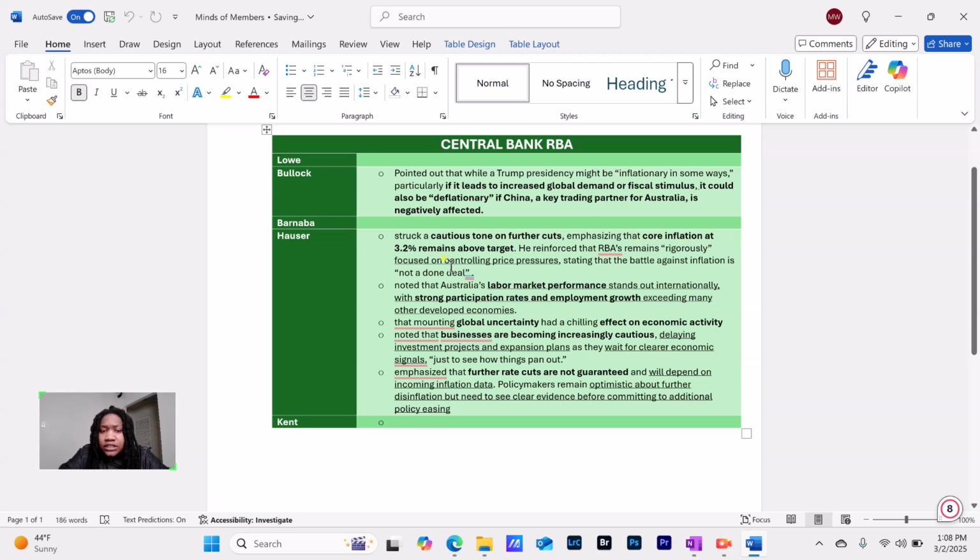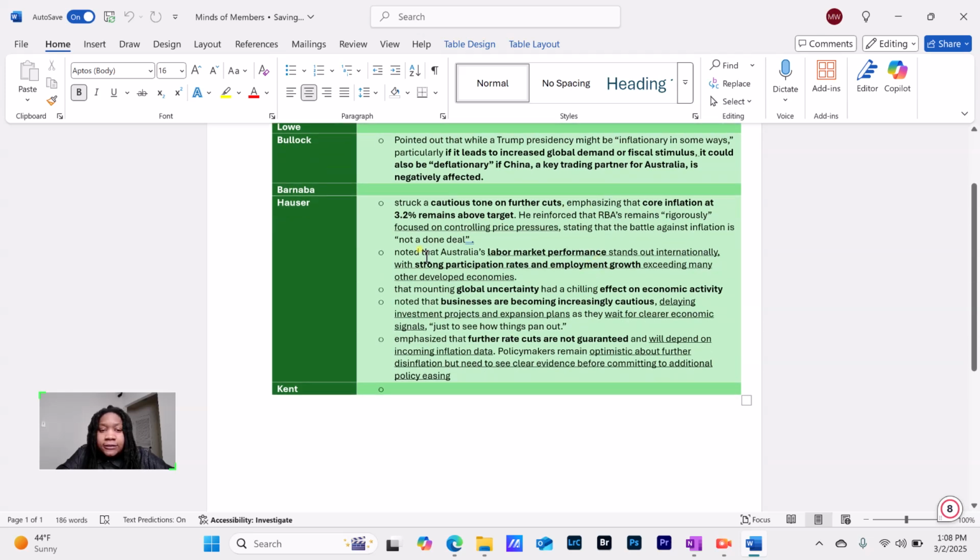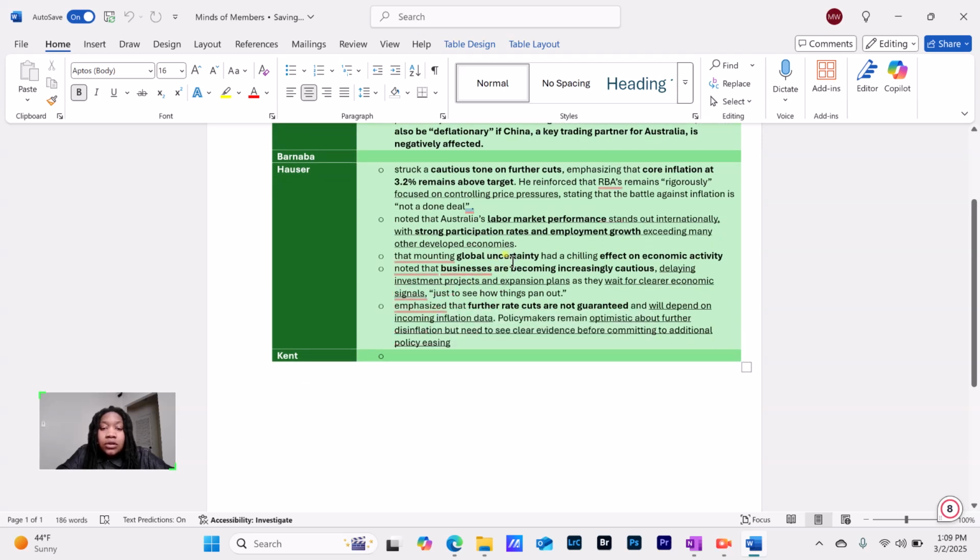Now, Hauser had a cautious tone on further cuts, emphasizing that core inflation at 3.2% remains above target. They're not trying to have that. Focus on controlling price pressures, right? Noted that the labor market performance stands out internationally, pretty strong, with participation rates and employment growth exceeding many other developed economies. On global uncertainty's effect on economic activity, noted that businesses are becoming increasingly cautious, delaying investments, projects and expansion plans, which is not good for Australia, as they wait for a clearer economic signal to see how things pan out.